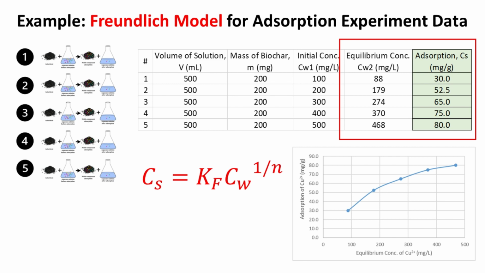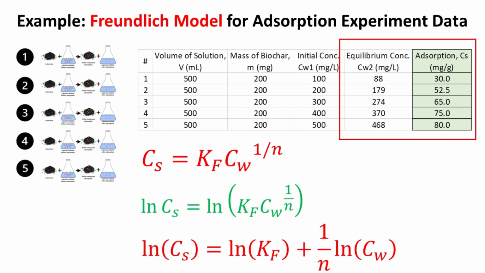As we plot these raw data of Cw and Cs, we can see a typical curve of the Freundlich model. The question is, how do we use these data to fit the model and determine the values of parameters Kf and N? In this video, we will use the linear regression technique to solve this problem.